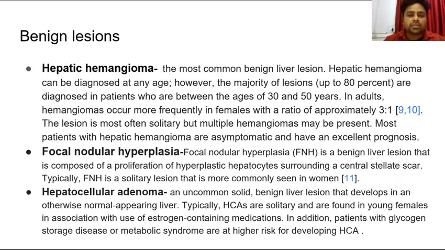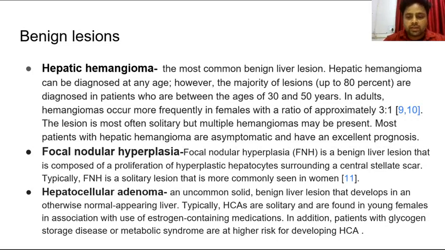Benign lesions. Hepatic hemangioma is the most common benign lesion. It can be diagnosed at any age. A majority of lesions occur between 30 and 50 years of age. In adults, hemangioma occurs most frequently in females, with a ratio of approximately 3 to 1. The lesion more often occurs as solitary, but multiple hemangiomas may also be present.